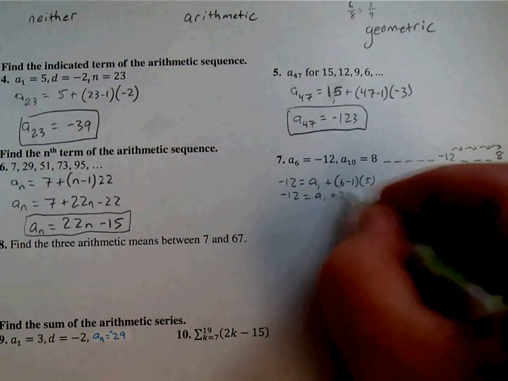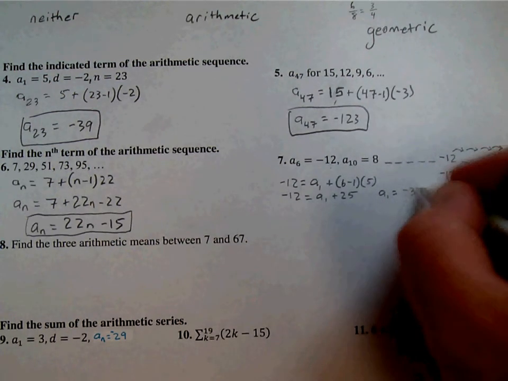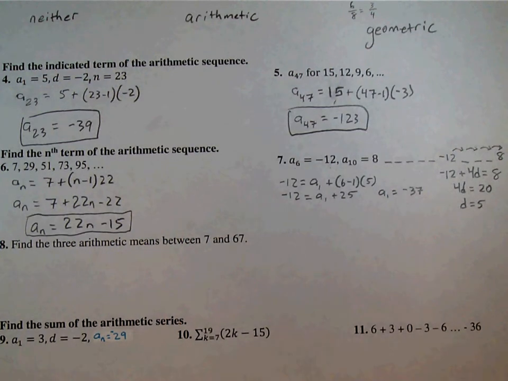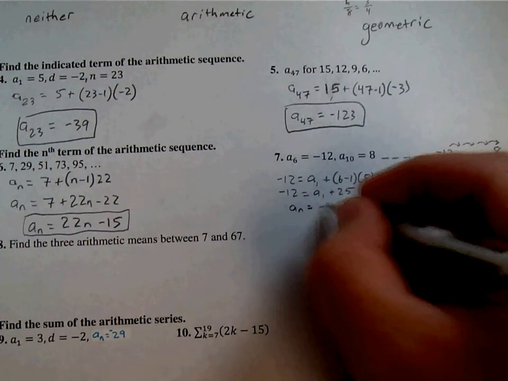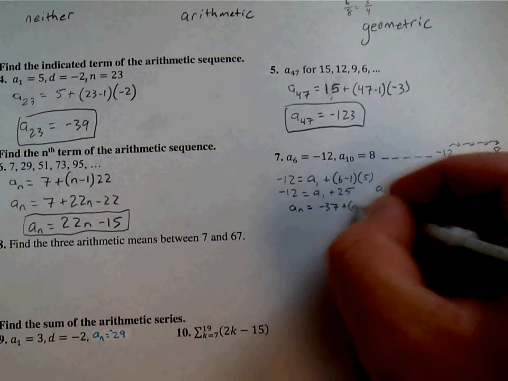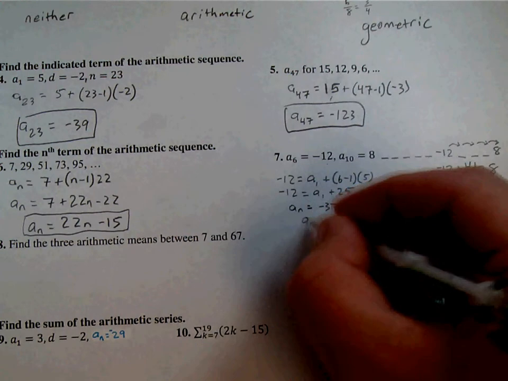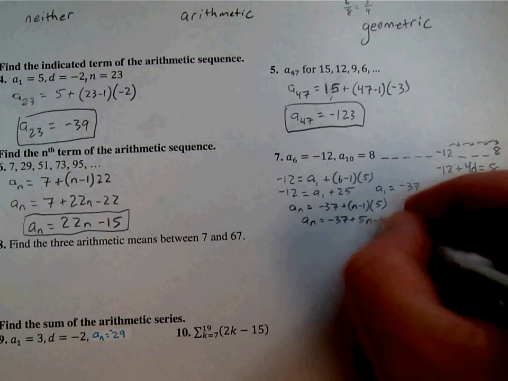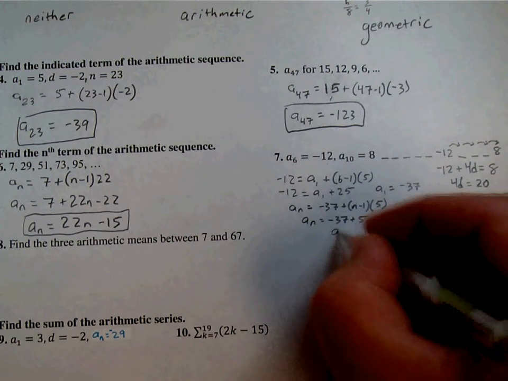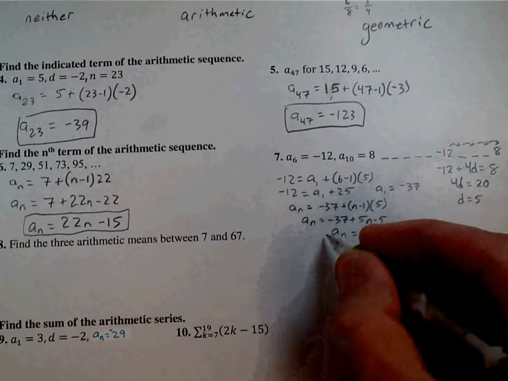So it's 25. So when I subtract away the 25, I get that a sub 1 is negative 37. And so now, plug that in, negative 37 plus n minus 1 times d, which is 5. A sub n is equal to 5n minus 42.